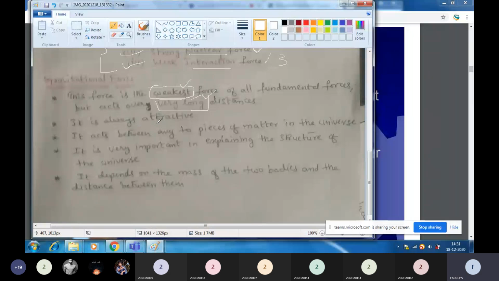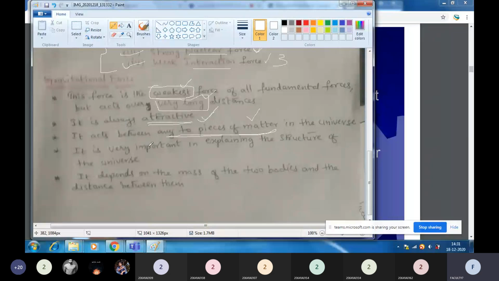Now the next point, as we had seen in the PPT, is that it is always attractive. Gravitational force will always remain attractive. It exists between any two pieces of matter or any two objects of matter. The same thing which we had seen in the PPT. Those points I wrote here.